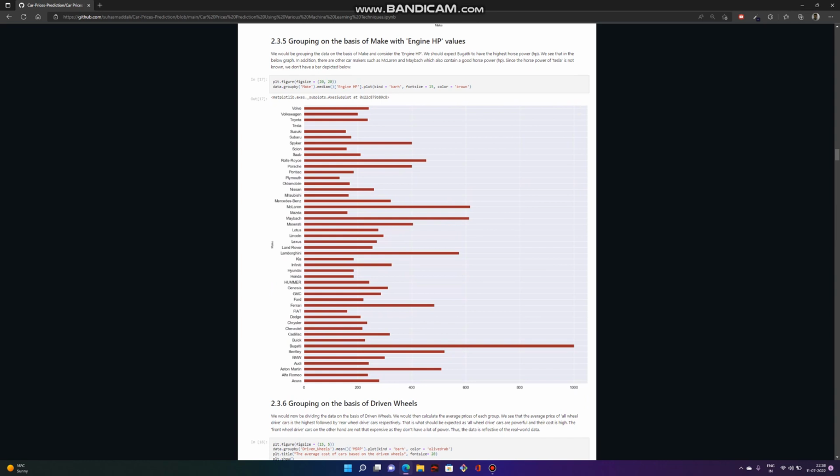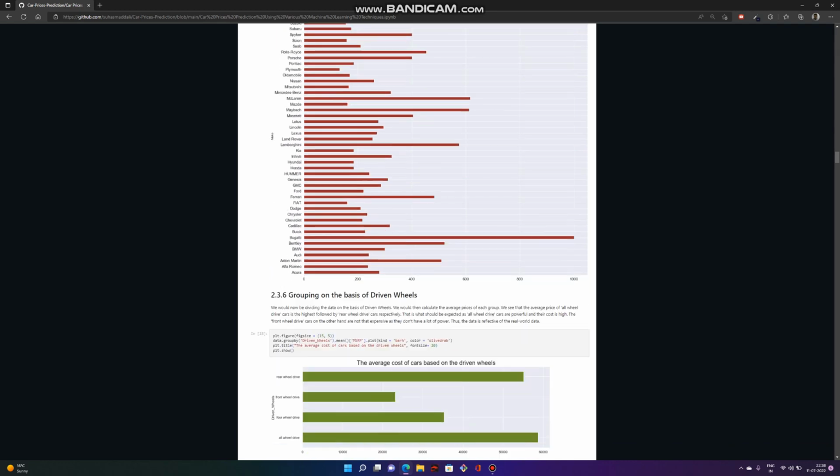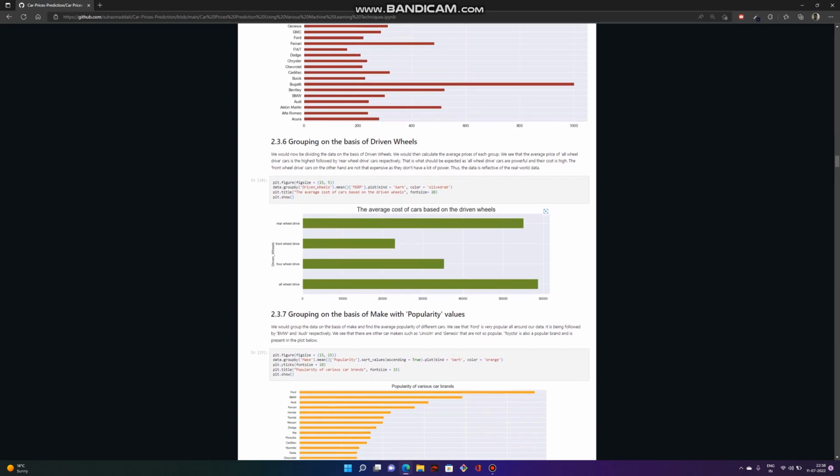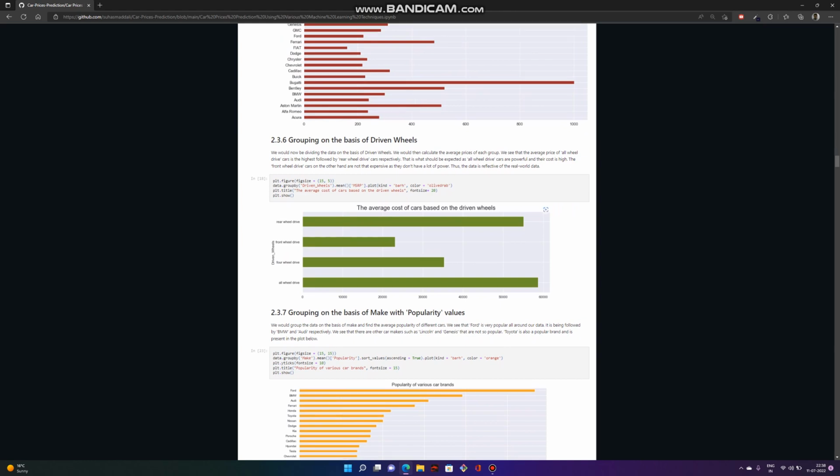When we group based on the make and the engine horsepower, we also see that Bugatti has the highest horsepower compared to the other cars. We also take a look at McLaren, which is second highest, followed by Maybach, which is third. You can always take a look at all of these cars on Google. And based on the drive wheels, we see that all-wheel drive cars typically tend to have a higher price compared to rear-wheel drive or front-wheel drive.